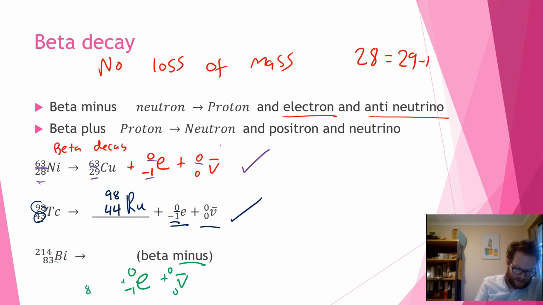I've already got the amount of protons, 84. So one of these neutrons has turned into a proton, so it's got one more proton now. But the mass is still the same. We haven't lost any of our protons. It's still the same. 214.